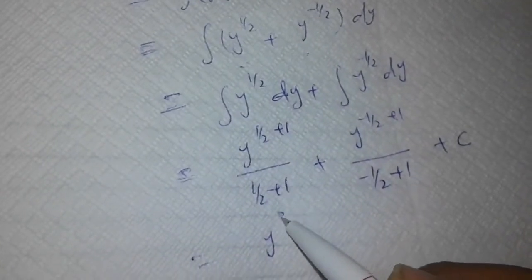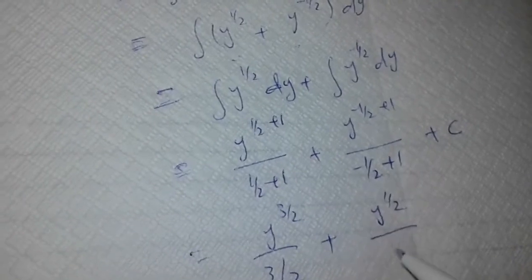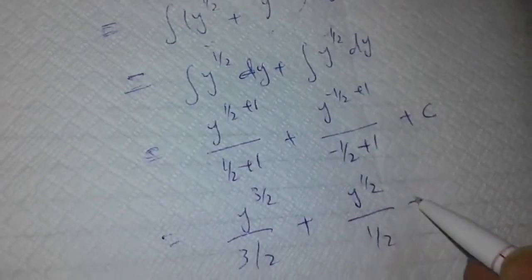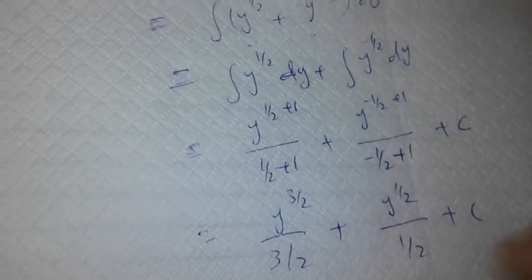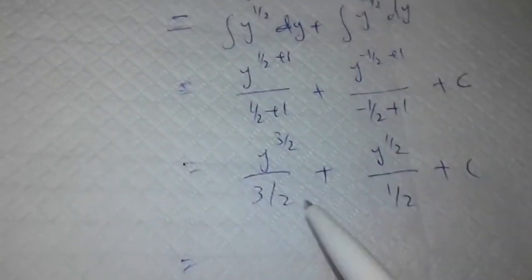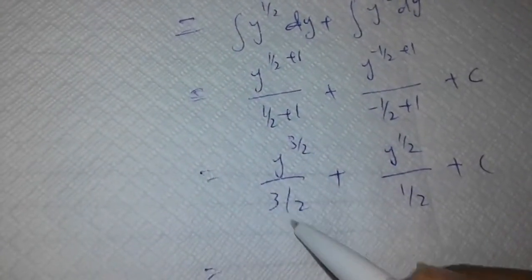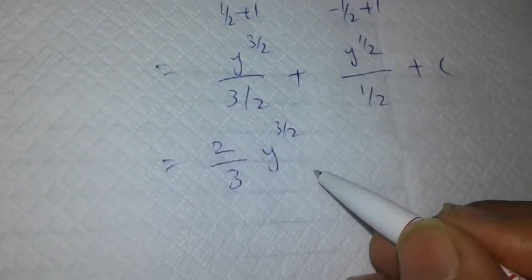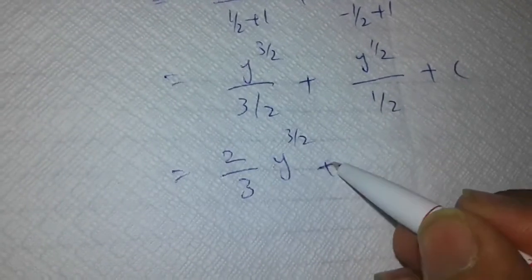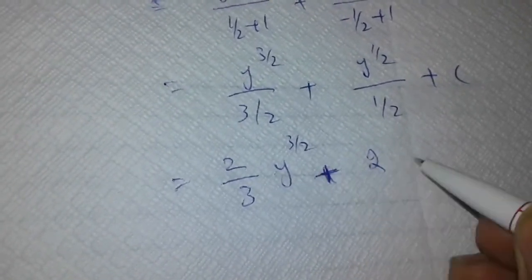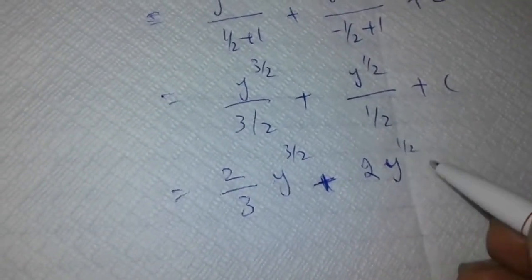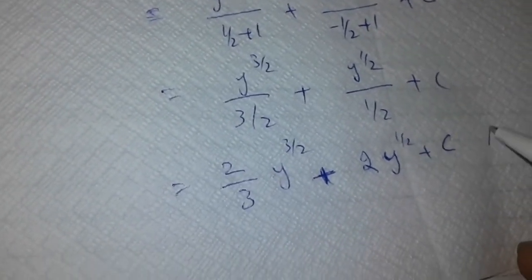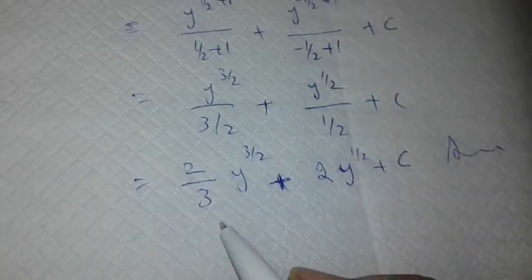It will become y power 3 by 2 over 3 by 2 plus y power 1 by 2 over 1 by 2 plus c. On further solving, this is a double reciprocal, so it will become 2 by 3, y power 3 by 2, plus, this is again a double reciprocal, 2 by 1 and y power 1 by 2, plus c. This is our solution of our required function f of y.